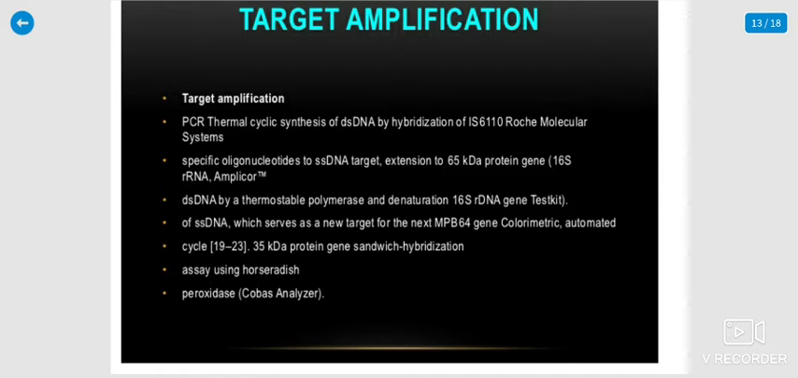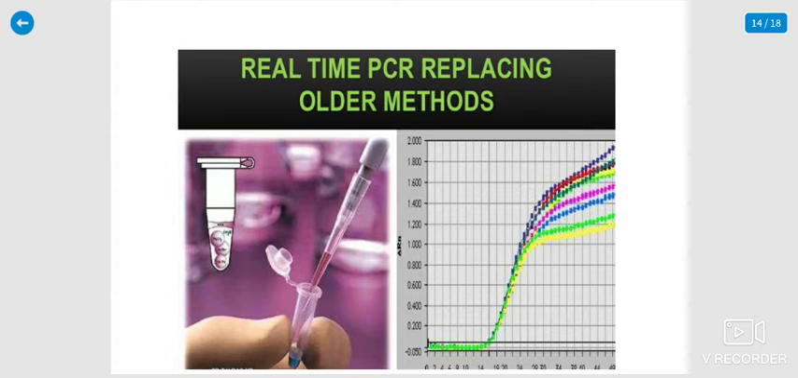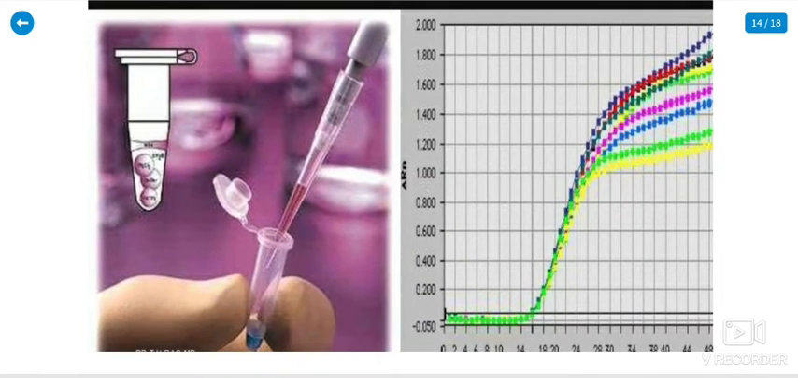The analyzer uses the technique of target amplification. Real-time RT-PCR is replacing the older method. The picture shows the formation of these products, and a graphical representation shows the high peak displayed in this chapter.